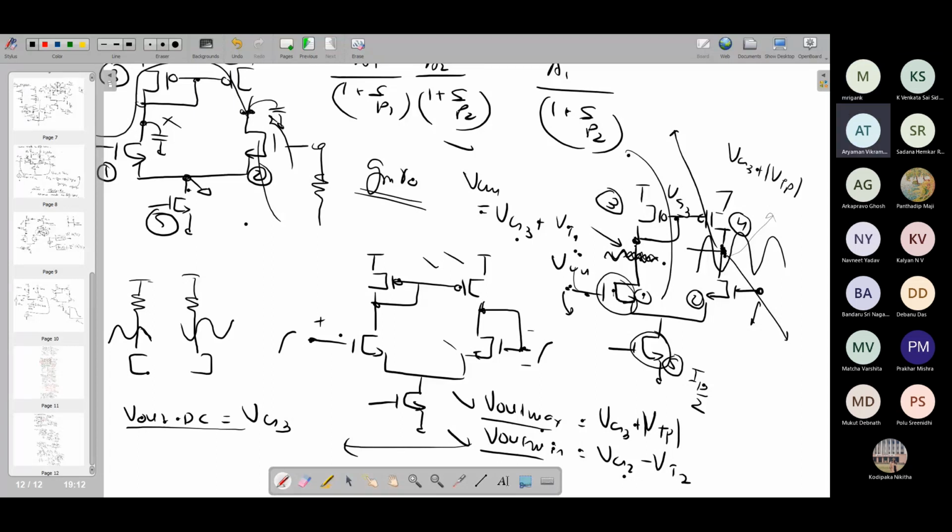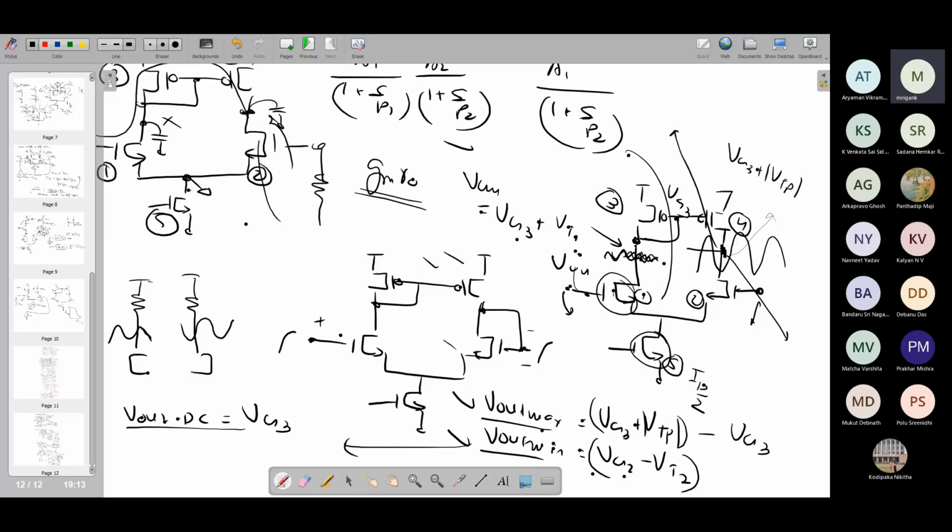So V out max minus VG3 will give you the upper side margin, how much margin you have, and VG3 minus this quantity will give you the lower side margin. Whichever is lower, that will be your max symmetric swing. Is that clear? And the swing will be about VG3, right?